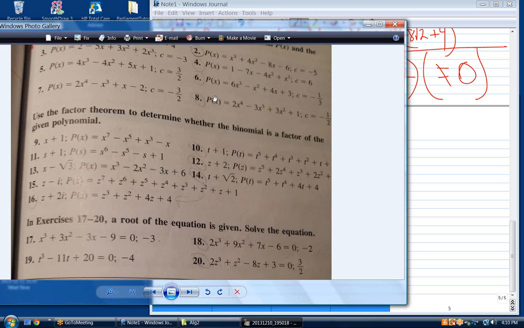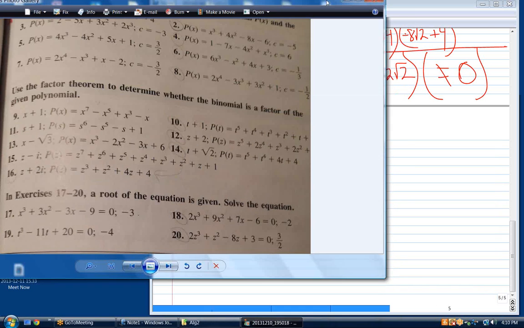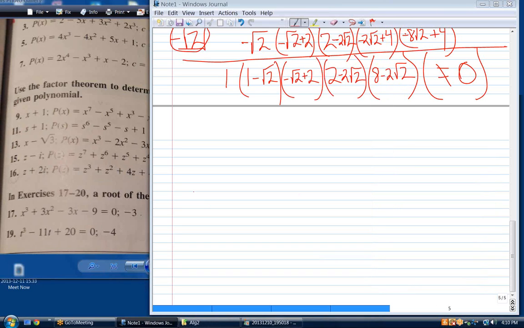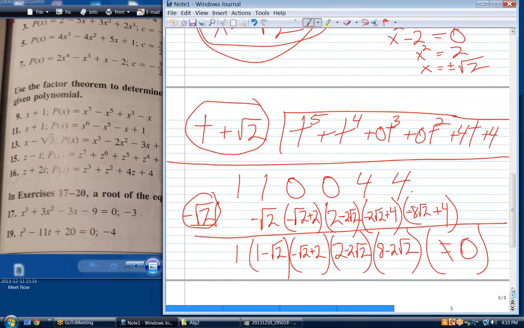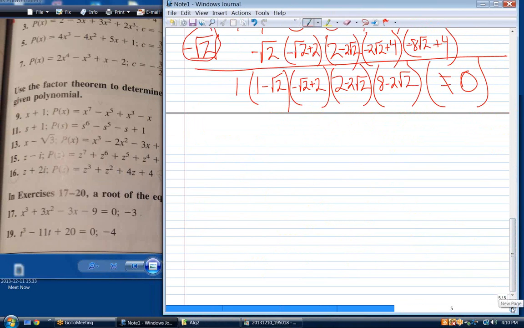Let's do 15. Or I'll tell you what. Let's do 16. Is this a solution or a factor of this?